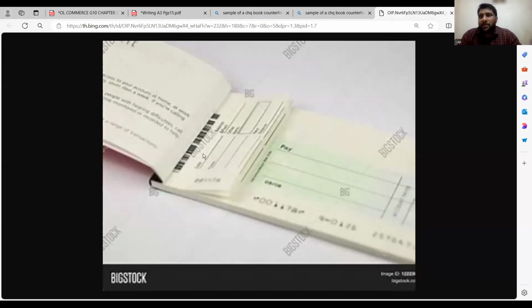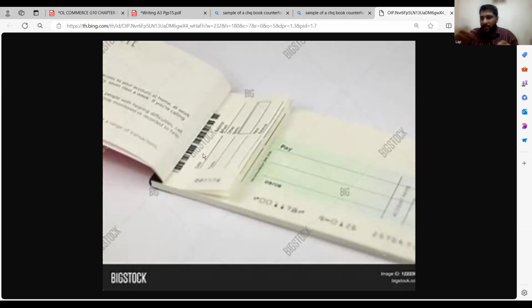I will prepare the accounts sometimes after 1 year. After 1 year, when I'm preparing the accounts, why did I give that check? To whom did I give that check? What's the amount of that particular check? So in order to avoid those problems, the first part of the checkbook, we will keep it thus.